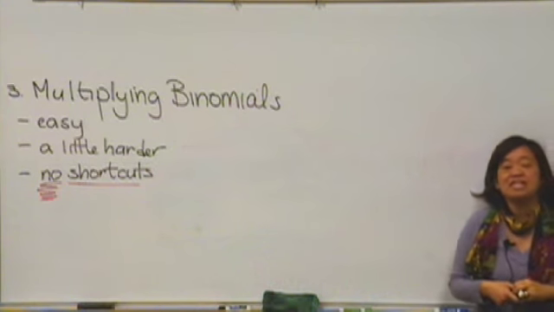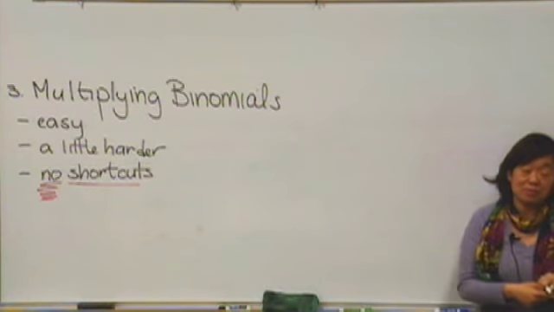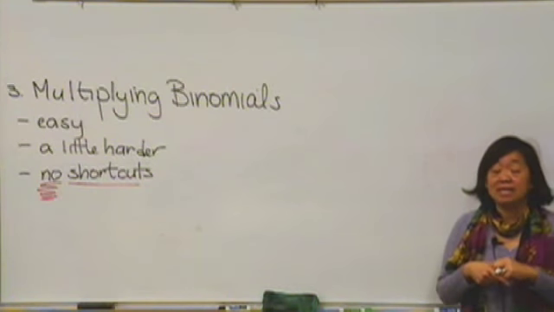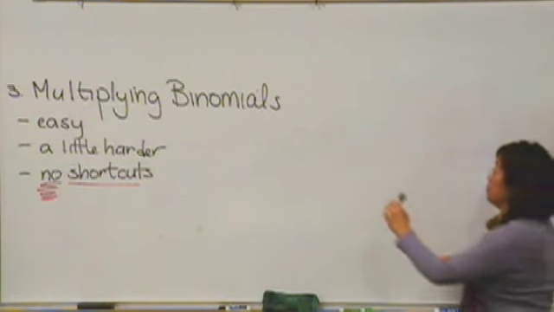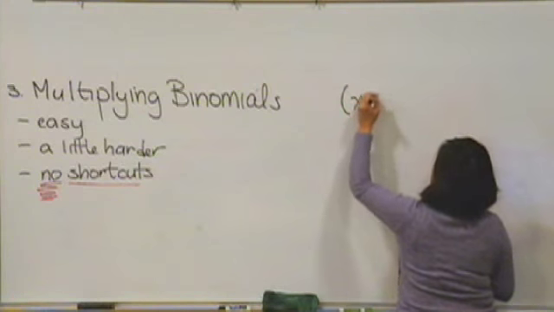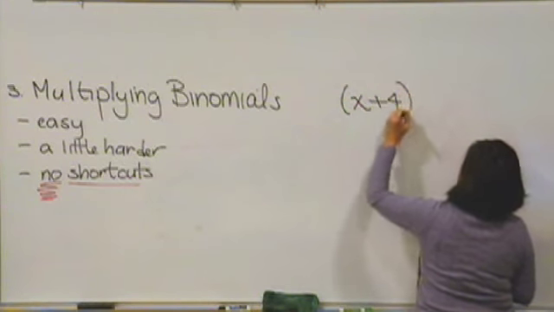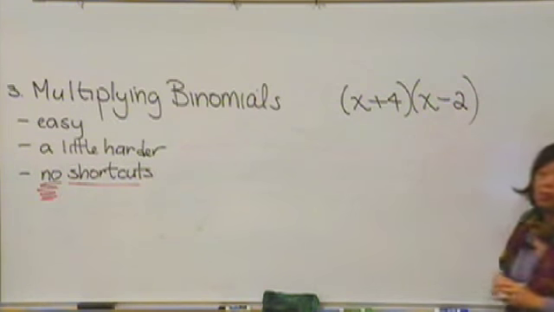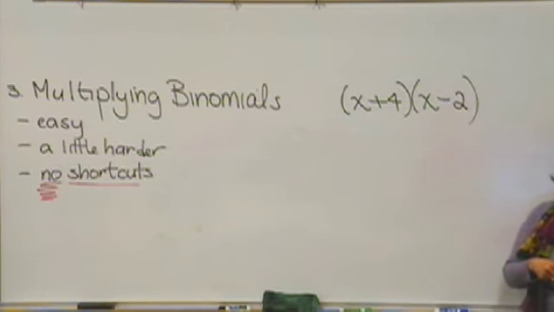In this video, I'd like to review multiplying binomials with you. A binomial is simply a polynomial that has two pieces or two terms. So for example, x plus 4 times x minus 2. What we would like to do is multiply these together.